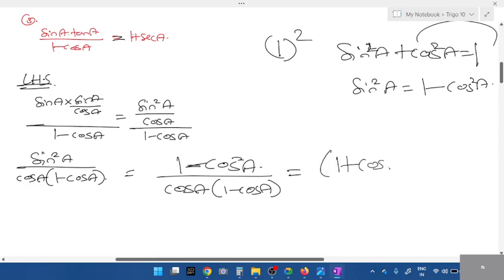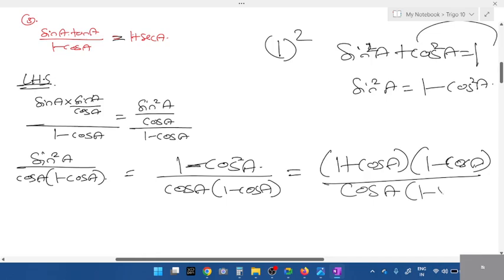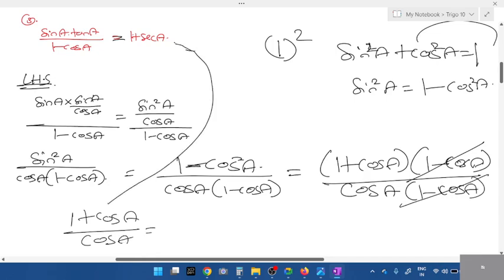1 plus cos A into 1 minus cos A divided by cos A into 1 minus cos A. Which one gets cancelled here? These two. So we have 1 plus cos A divided by cos A, students. There's a common denominator. And on the right hand side, observe this, you have sec A. So how do you convert into sec? The only possible thing is to split the denominator: 1 by cos A plus cos A by cos A.